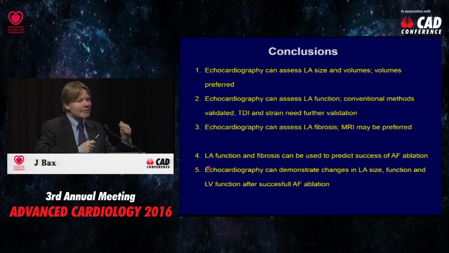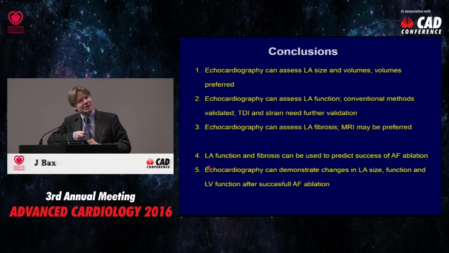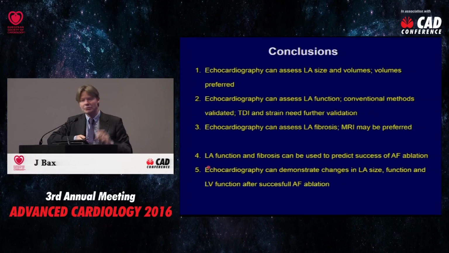I've tried to show you stepwise, that's why it went a little bit slow, but stepwise, echocardiography can assess LA size and volumes. The volumes are eventually preferred. Echocardiography can also assess LA function. We have this normal way of measuring, but I believe that tissue Doppler and the strain will give us more additional information. Echocardiography can then also assess LA fibrosis. Probably MRI will be preferred, but this technique is quite difficult. Actually, I went myself 2 weeks ago to Utah to see how that works, and it's not an easy technique to apply.